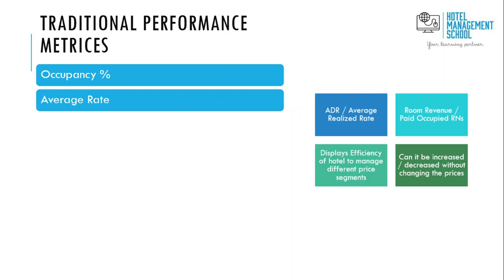The average rate can be decreased or increased without any change in the price, just by changing the distribution channels or focusing on different categories of rooms. So if we say that our average rate is higher than the previous year, it does not mean we increased the price. It just means that we are able to sell to a different market segment which was paying a higher price, or we were able to sell higher room categories which generated a higher average realized rate.